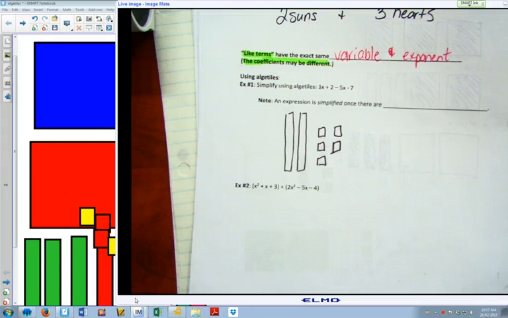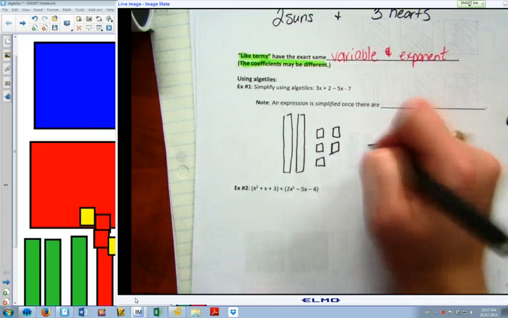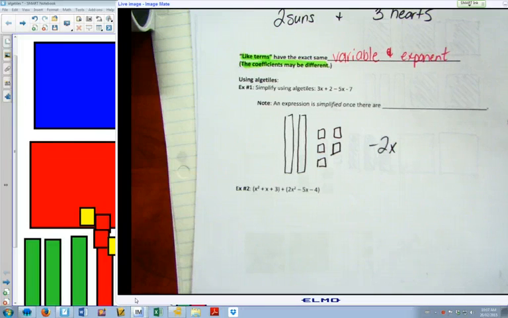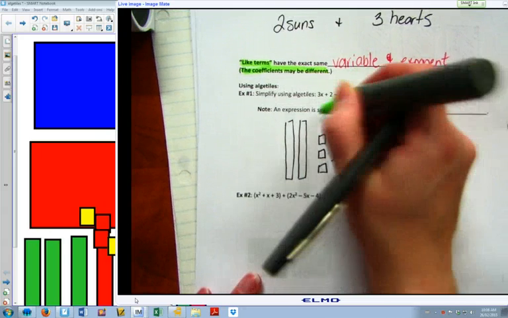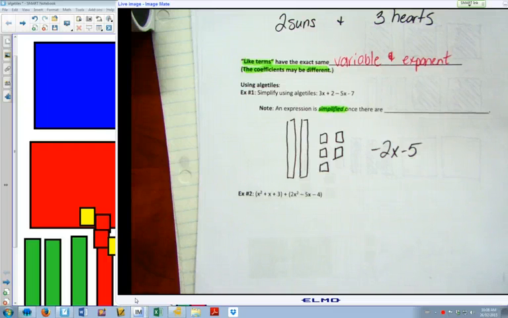And now we're just naming. So what do I have left? Well, how many x's do I have? And are they positive or negative? So I have negative 2x. And how many 1's do I have? 5. And are they positive or negative? There's my final answer, negative 2x minus 5. That's simplifying. It's just counting and sorting exactly like you did in grade 1, 2, and 3. An expression is simplified once there are no like terms.